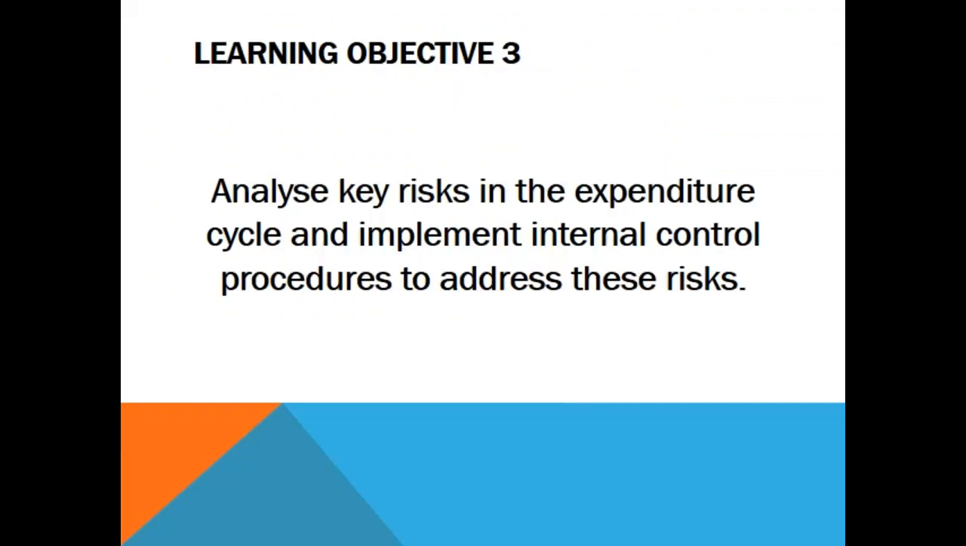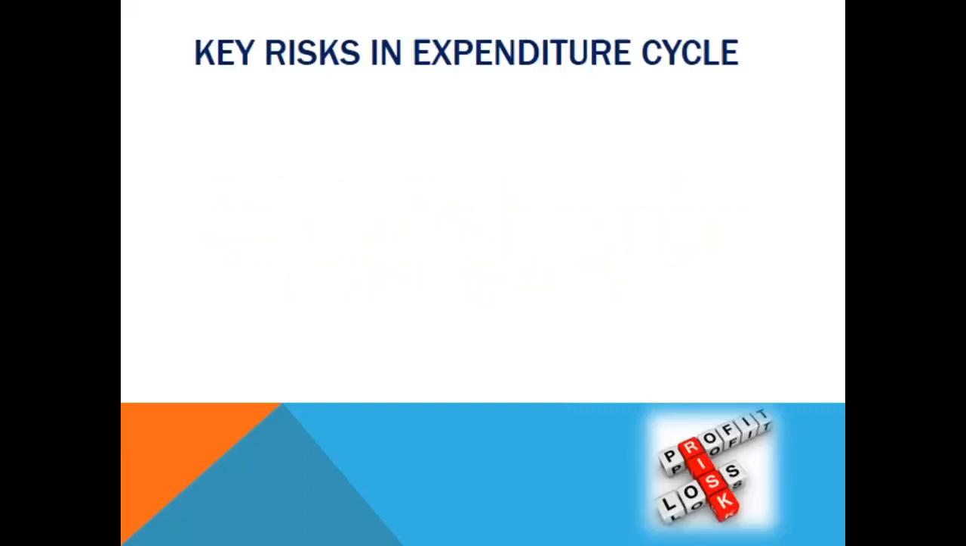Now that you have understood the key functions, transactions, and document flows in the purchaser system and cash payments system of the expenditure cycle, let's review the key risks in the expenditure cycle and the important internal control procedures to be put in place to address these risks. Recall that an objective of internal control is to mitigate the risk from errors and fraud. The following are primary risks associated with expenditure cycle transactions.